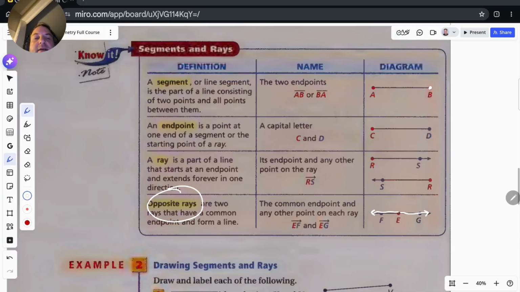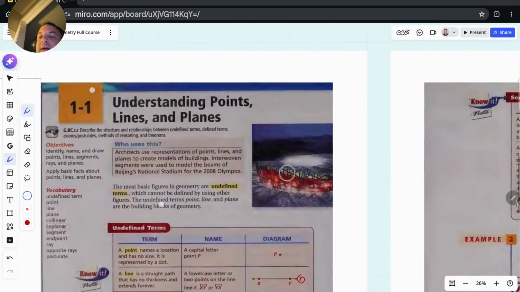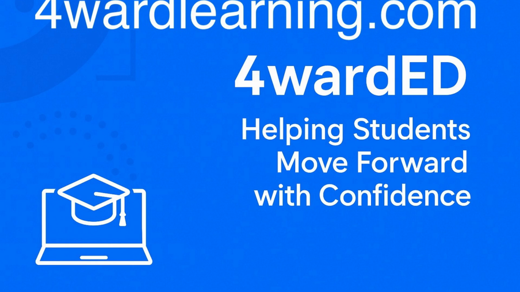All right, we'll go ahead and stop our first part here. And in our next part, we'll be drawing segments and rays. So be sure to tune back in for part 2. We are in 1.1, the very first section of chapter 1, where we're understanding points, lines, and planes. See you soon.